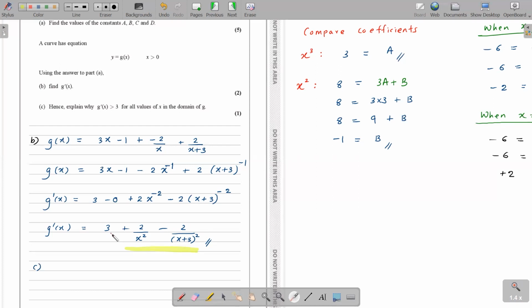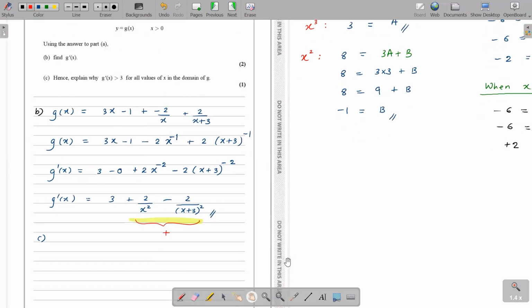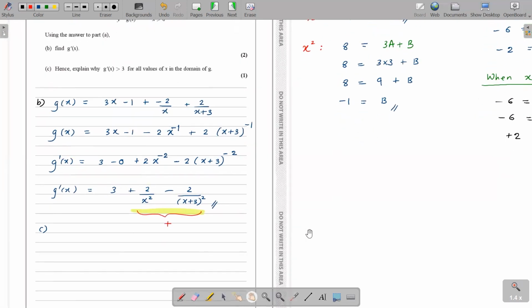So now you need to think, how are we going to show that 2 over x squared, when compared with 2 over (x plus 3) squared, gives a positive answer? To get a positive answer in the subtraction means you need to show that 2 over x squared is larger than 2 over (x plus 3) squared. So are you capable of saying that it is larger? Do you see it is larger, by the way?